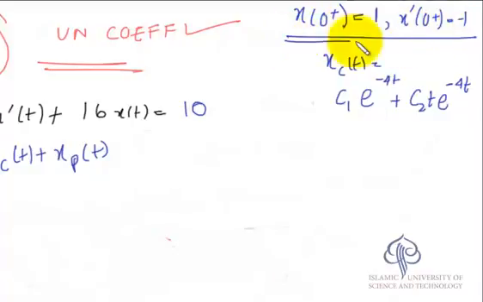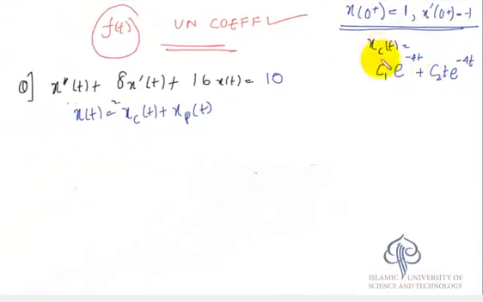Now we don't apply initial conditions on this because the initial conditions are not for xc(t), they are for the total solution. So the initial conditions are for the total solution, not for the solution of the complementary function. So they are applied when you get the total solution. So till now we have found that the complementary function is this.